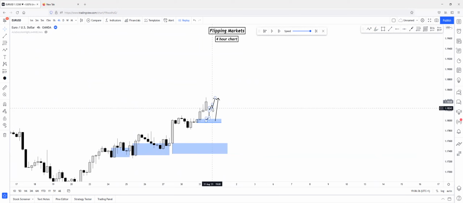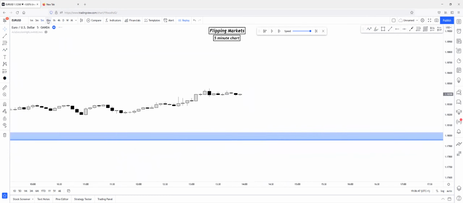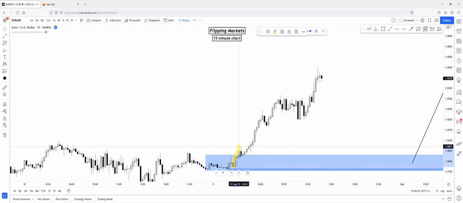I will just remove these arrows. So as you can see, the 4-hour leg looks like this, just a straight upside candle or candles. But on the 50-minute, it is creating a series of higher highs and higher lows, demand zones, and breaking through supply zones.